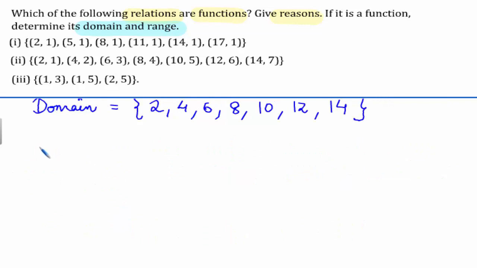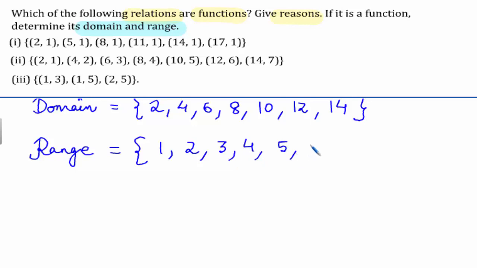Next we have to find the range, and range is equal to the set of the second elements. So here the range will be equal to the set of the numbers 1, 2, 3, 4, 5, 6 and 7. So this completes the second part.